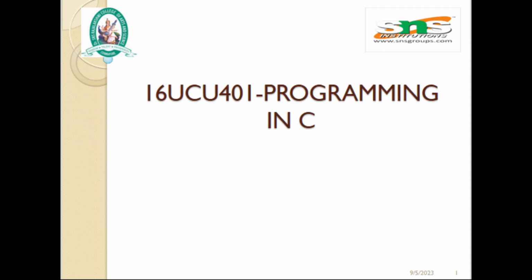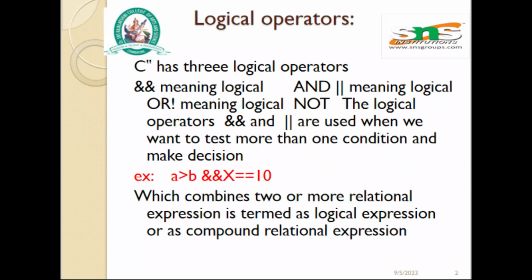Let's see a topic about programming in C. So here we are going to discuss logical operators. C has three logical operators: logical AND, OR, and NOT. These are the symbols which are used to test two or more conditions and make decisions.